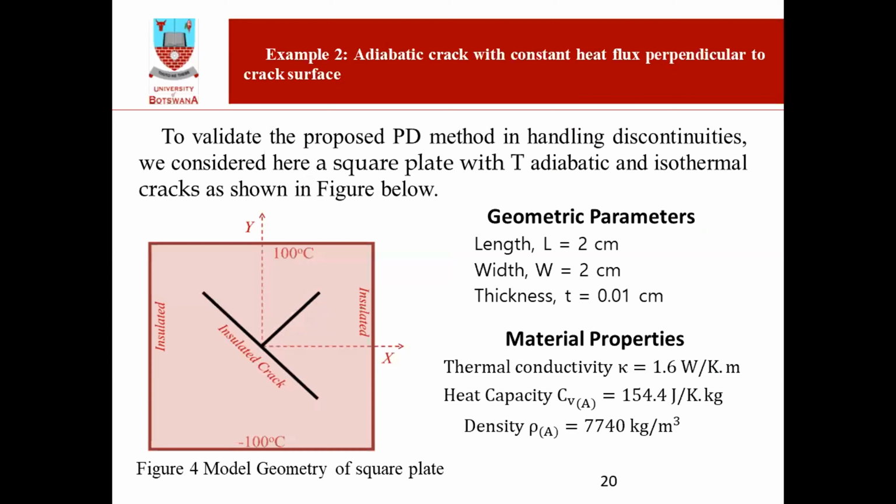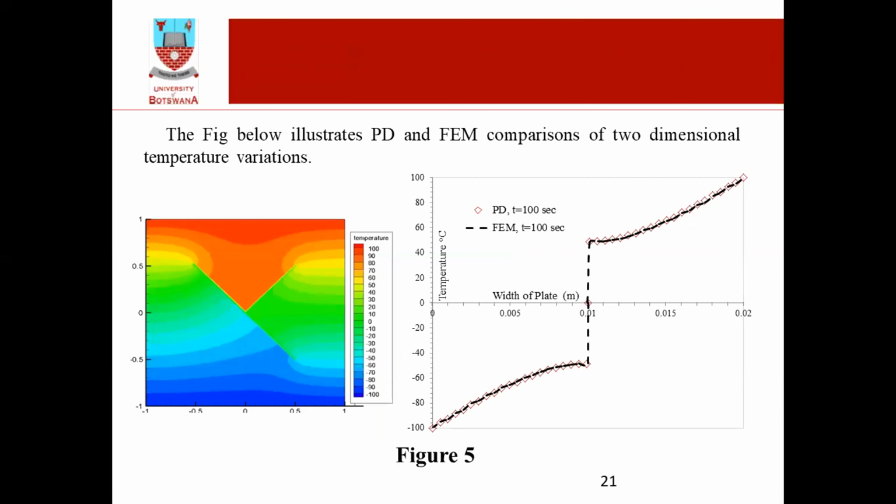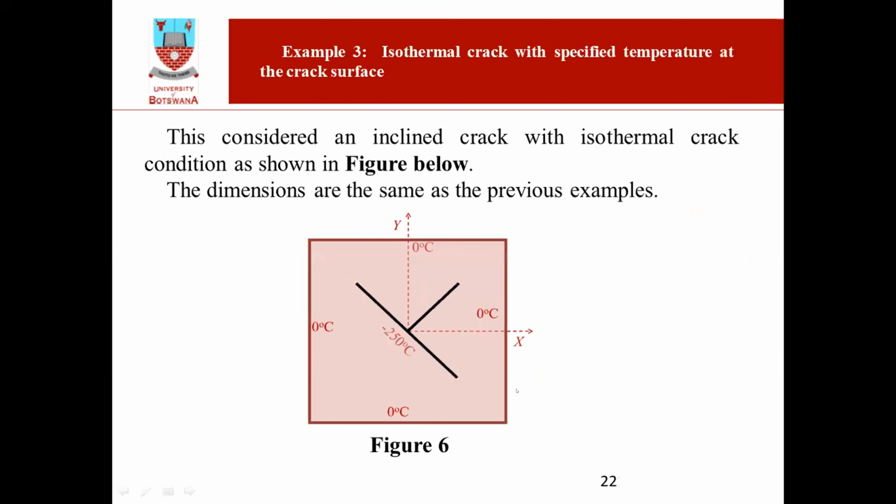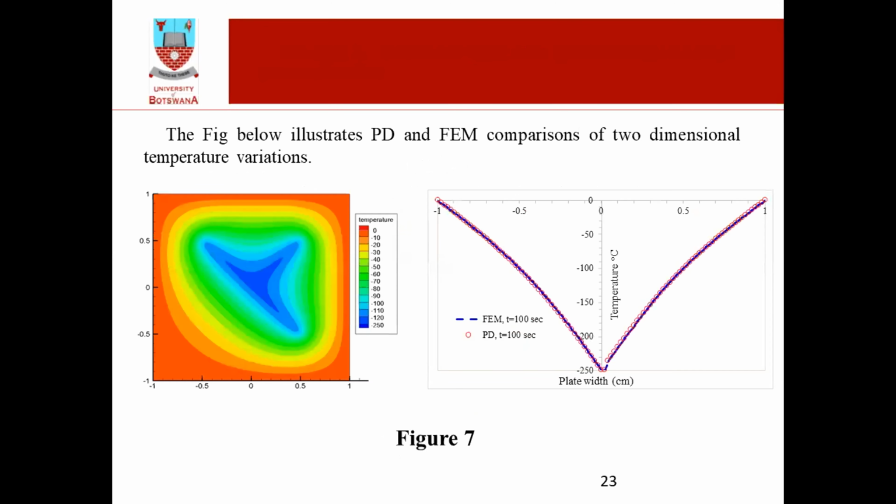In the second example, here we have a discontinuity, a kind of T-shaped discontinuity, where the right and left sides are insulated, and we give a temperature difference on the top and the bottom. This is the result, which is compared with the finite element result. Again, it's in good agreement. And then the other one is in case of an isothermal crack, and the results are in good agreement.